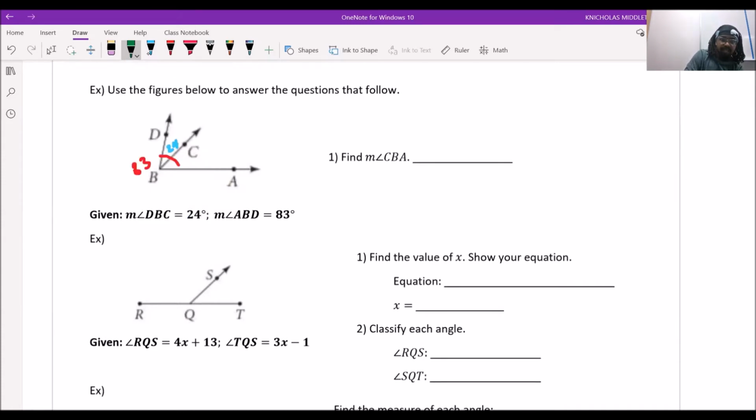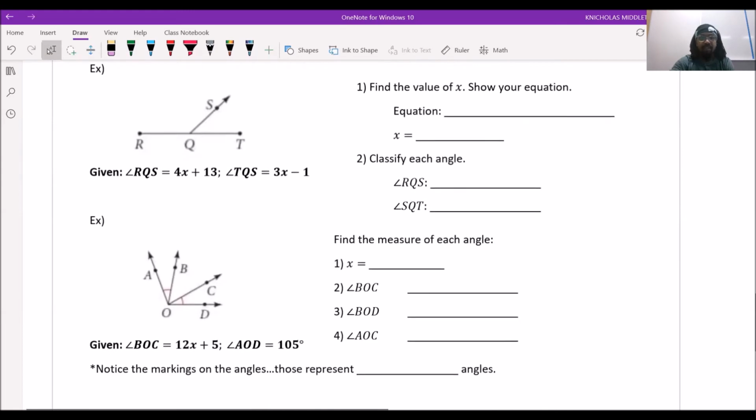CBA is this piece. Part plus part should equal whole, so we can set up the equation: 24 plus, let's call it X, equals DBA, 83. Subtract 24 from both sides, and that gives us 59. So X is 59, and we're putting X in its place here. So CBA is 59.